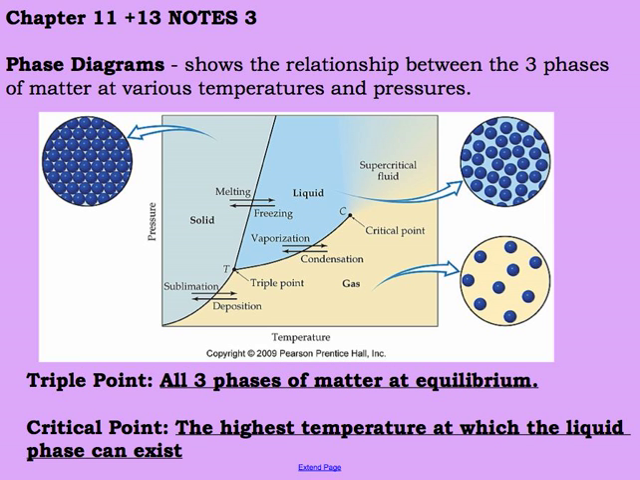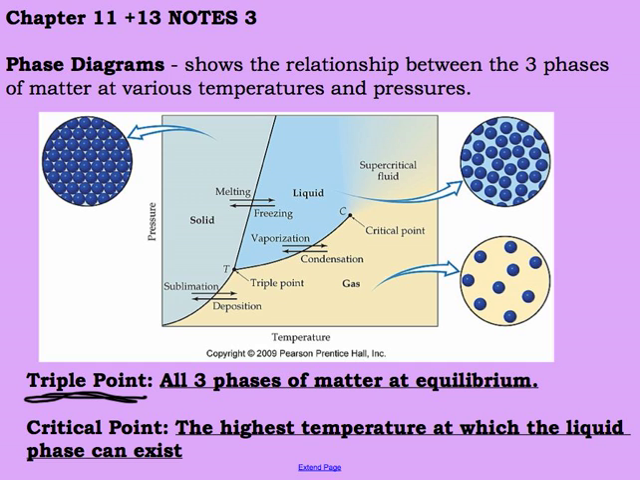So what we have here is a point where all three phases can exist simultaneously. So you can have a solid, you can have a liquid, and you can have a gas. And they're all going to actually exist at the same time, which is a pretty interesting thing. And if you look at the graph, you can see it right here. That's our triple point.